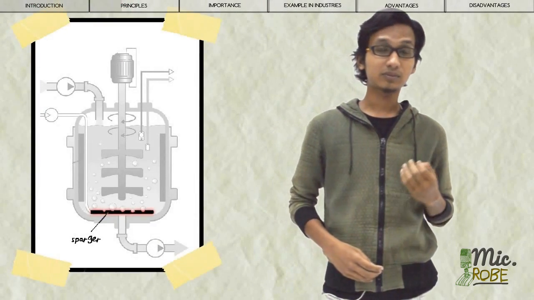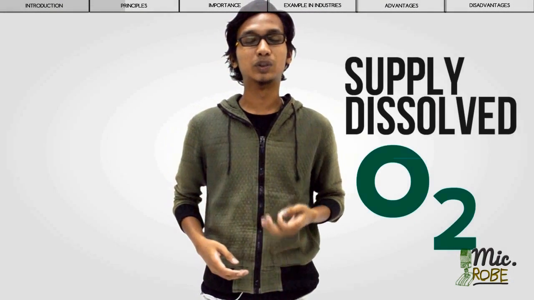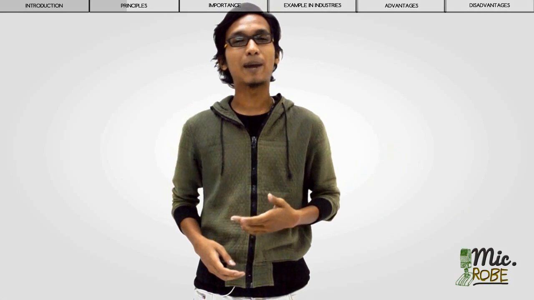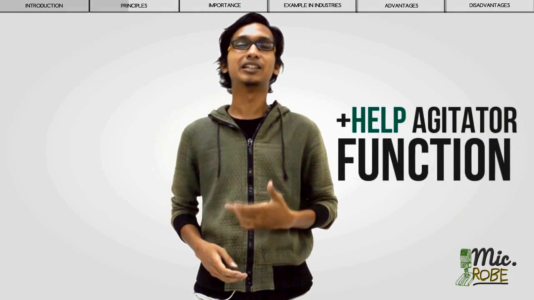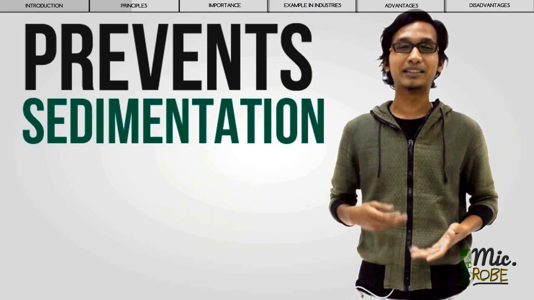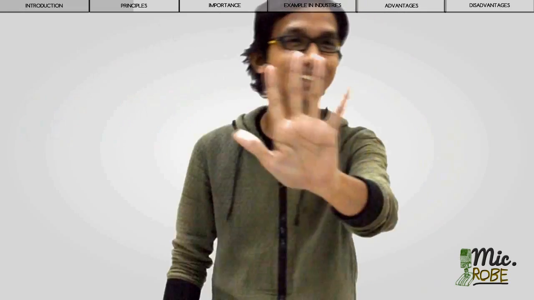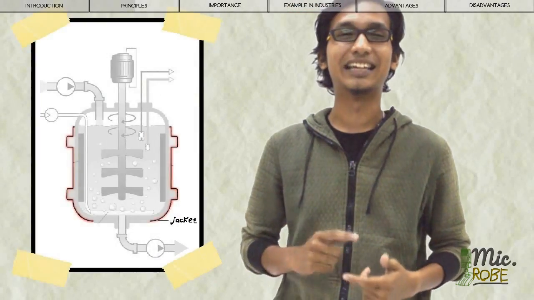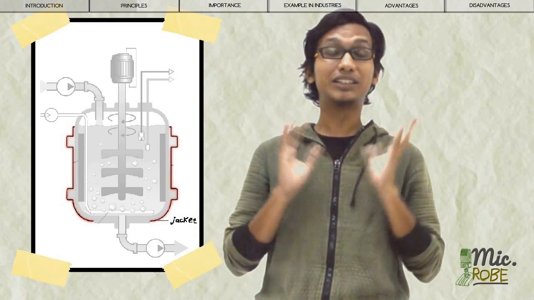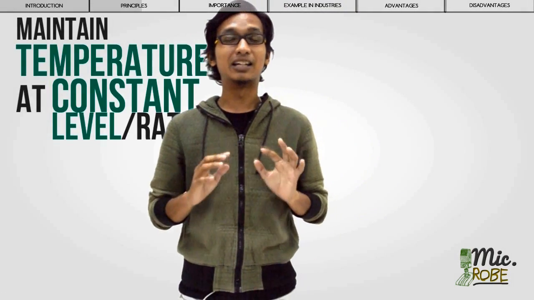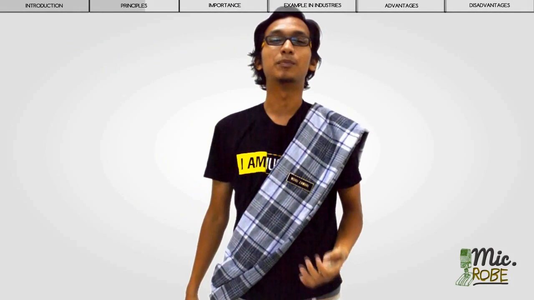Sparger is a compartment which supplies oxygen to the culture media and also helps the agitator to make the media mix well. It also avoids sedimentation at the bottom of the bioreactor. The fourth compartment is the jacket, which is the outer layer of the bioreactor that functions to keep the bioreactor temperature at a constant level. The last major compartment is the controller and sensor that use a probe.